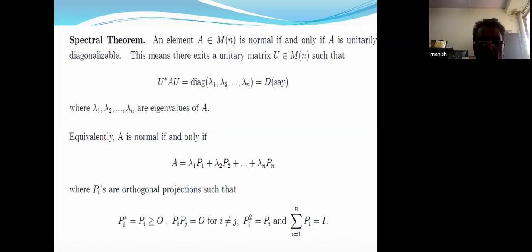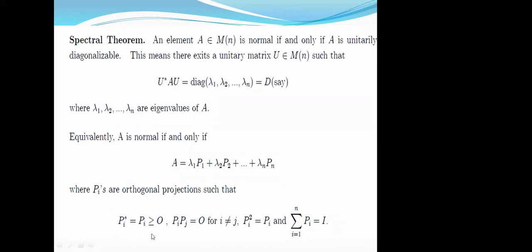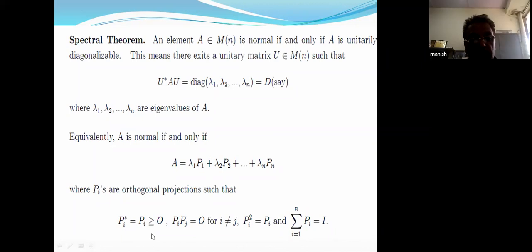Now note one more thing: from this theorem, we can deduce that A can be written as lambda 1 P1 plus lambda 2 P2 plus up to lambda n Pn. Lambda 1, lambda 2, lambda n are all eigenvalues. The Pi are orthogonal projections. Orthogonal projection means first they are Hermitian, Pi star is Pi, and they are positive semi-definite. At present, take positive semi-definite matrices to be those matrices which are Hermitian and their eigenvalues are non-negative.